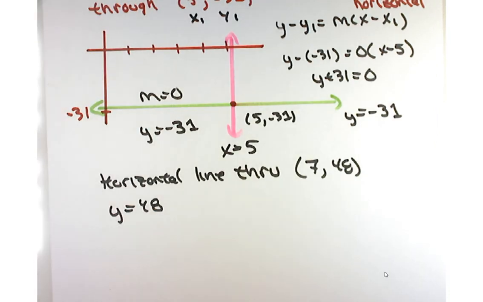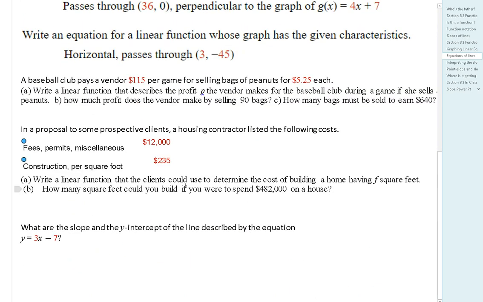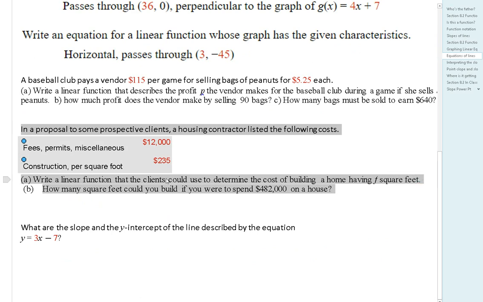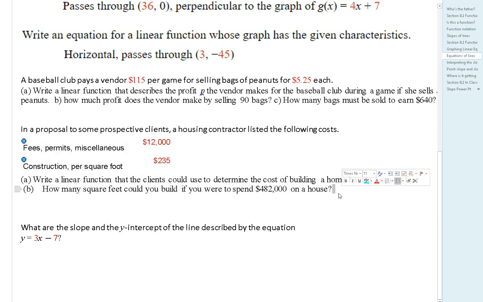Let me show it to you over here, and then I'll copy down the bare bones essentials. In a proposal to some prospective clients, a housing contractor lists the following costs: fees and permits, miscellaneous, $12,000. Construction per square foot, $235. So a couple things. Write a linear function that you could use to determine the cost of building a home, having so many square feet. And how many square feet could you build if you were to spend $482,000 on a house?